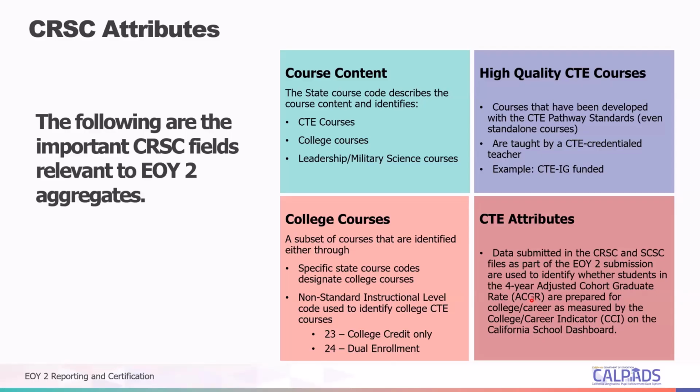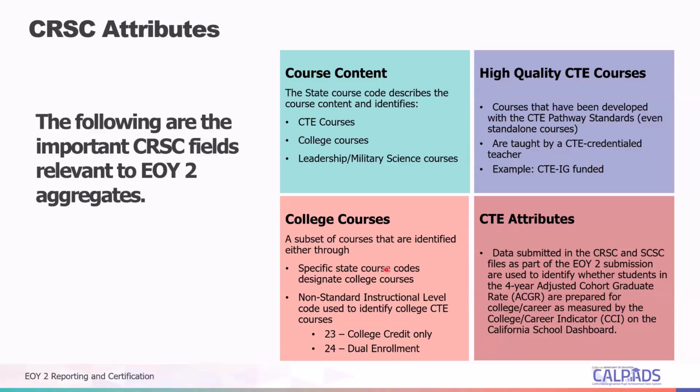So this guide contains key fields or attributes in the CRSC record. There are 4 key attributes to be mindful of when populating data and reviewing EOY2 aggregate reports in CalPADS. They are course content, high-quality CTE courses, CTE attributes, and college courses. So let's start with course content. So this includes state course codes, identify CTE course completions, college course completion, and military science courses.